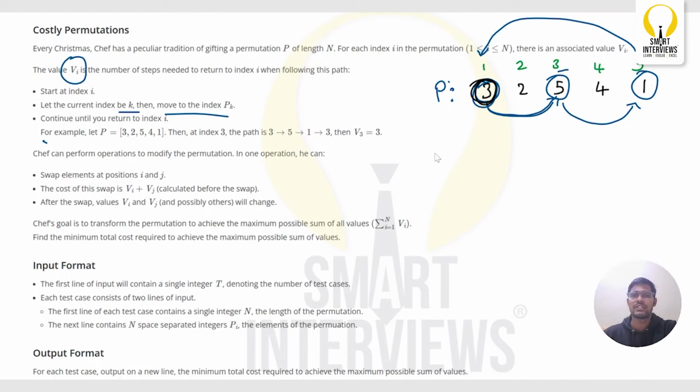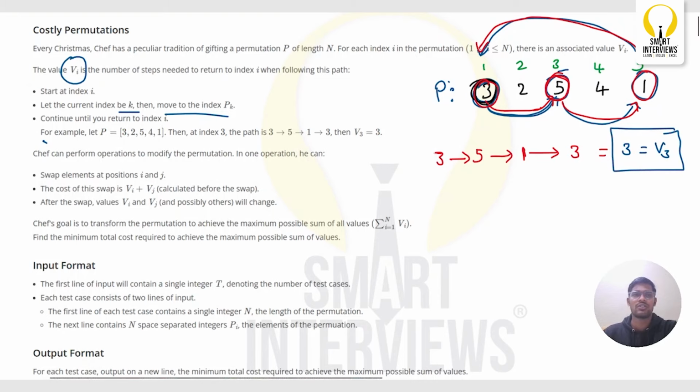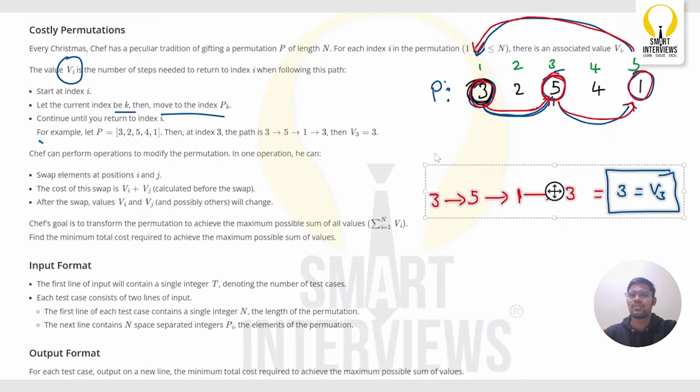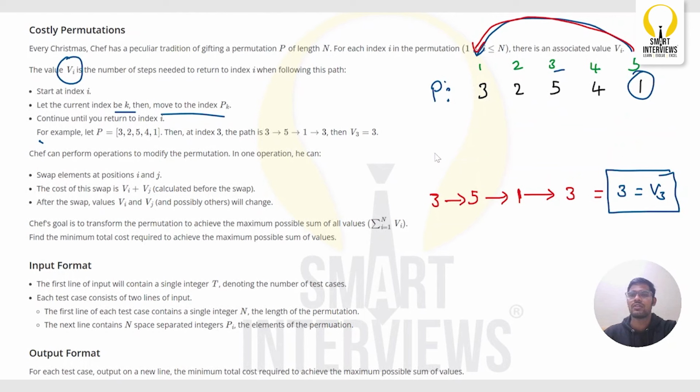So you started at index 3. At index 3 you have 5. Go to index 5, you have 1. From 1 you go to index 1, again you have 3, so again you have reached 3. So the V value here is 3. So the V3 value is 3 here.